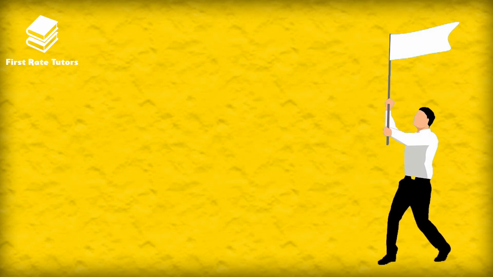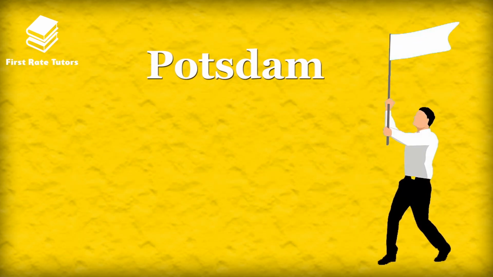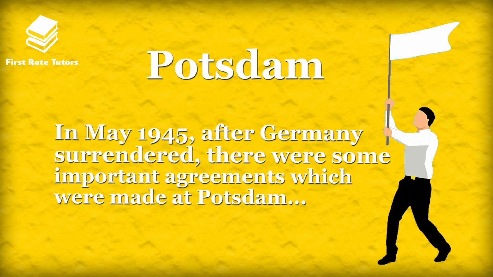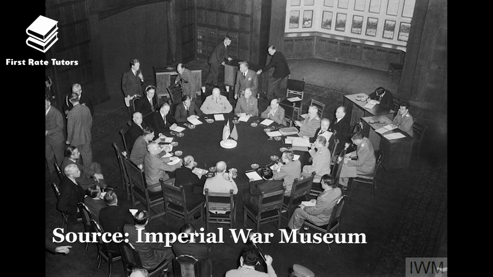However, Potsdam revealed the first cracks in the Grand Alliance. So in May 1945, after Germany surrendered, the Allied leaders met again at Potsdam over July and August. They wanted to work on the finer details of their plan for Germany and Europe. These are some of the important agreements which were made at Potsdam. Firstly, new boundaries of Poland were agreed. Secondly, the Big Three plus France would divide Germany and Berlin between them. And thirdly, Nazi leaders would be tried for war crimes at Nuremberg.